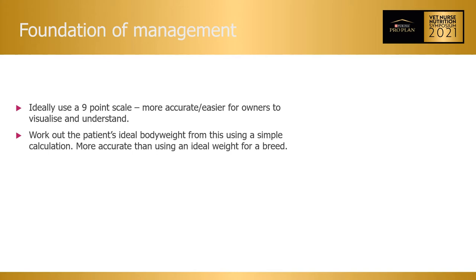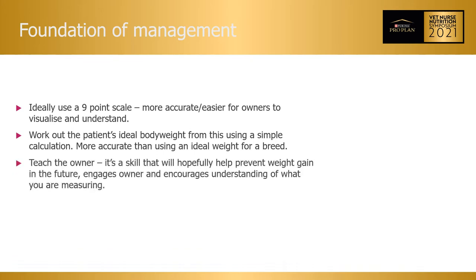It's far more accurate than using an ideal weight for a breed, because there is so much variation in the size of an animal within a breed that using this calculation will give you a better idea of where they should be. Obviously, as the nurse in charge of getting this animal to lose the weight, it's up to us to constantly be monitoring and body condition scoring this patient so that we can stop that weight loss when they have reached their ideal body condition score.